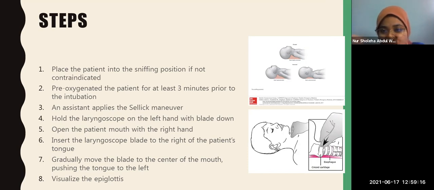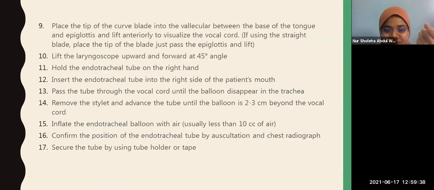The fourth step is we need to hold the laryngoscope in our left hand with the blade down, and then we open the patient's mouth with our right hand. We insert the laryngoscope blade to the right of the patient's tongue. Then we gradually move the blade into the center of the mouth, pushing the tongue to the left. And then we need to visualize the epiglottis. Okay, next slide.